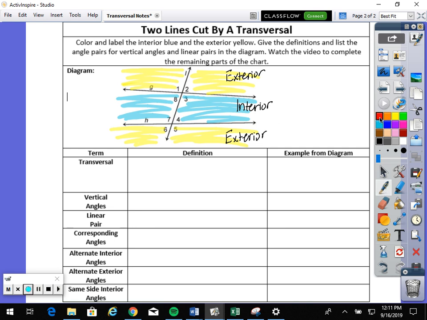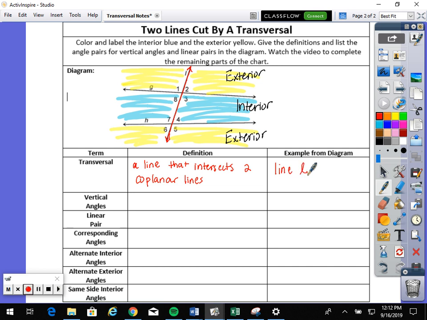Okay, so that's what we did in class, and then let's talk about the transversal. So the transversal is this line right here. It is intersecting both lines, so we're going to say it is a line that intersects two coplanar lines. I'm going to write that here in my definition. A line that intersects two coplanar lines. And in this picture, it is line L.